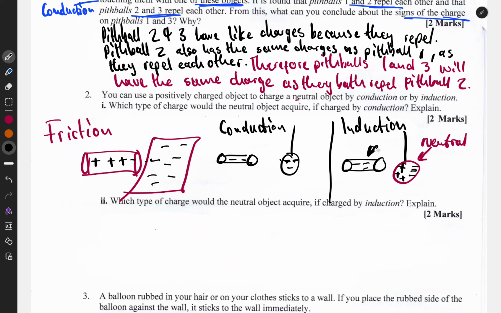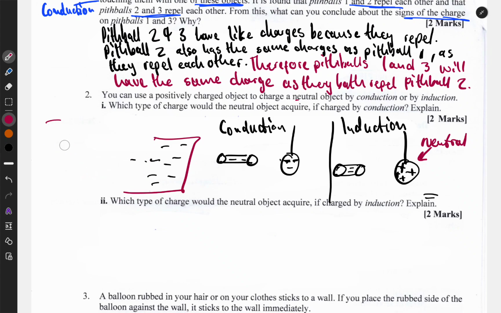Because they are moving away from this negative. Remember, like charges repel, and unlike charges attract. So the positive will come here. Then you can come and connect to the earth. Then this negative will flow out. Then by the time you remove the rod and move it far away, this will remain positively charged. So what happens when you charge by induction? The object being charged will remain with an opposite charge to the one charging it.